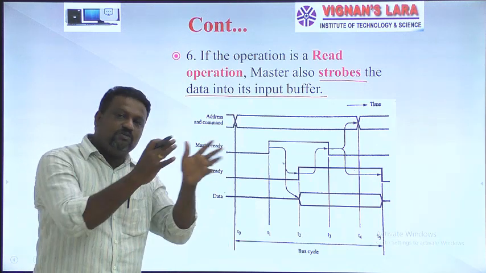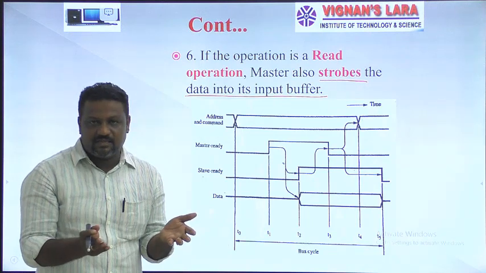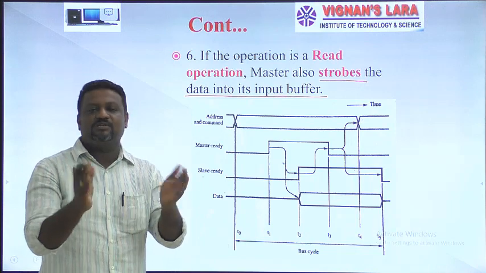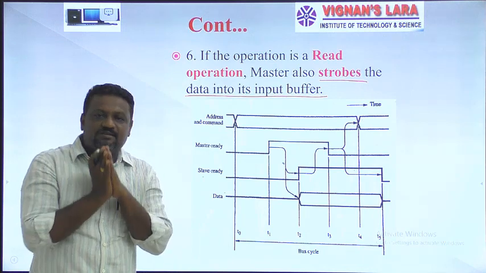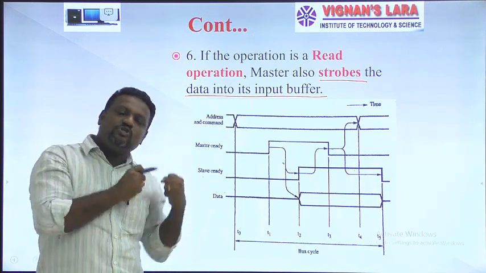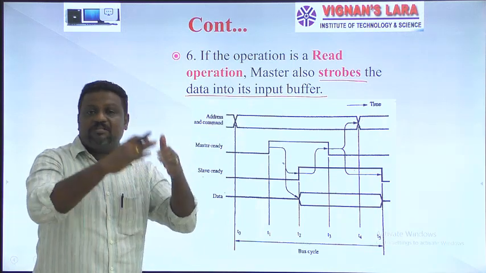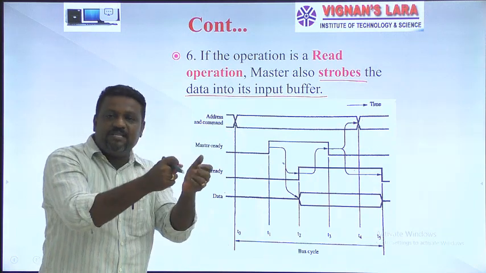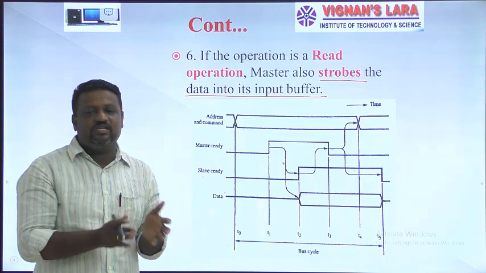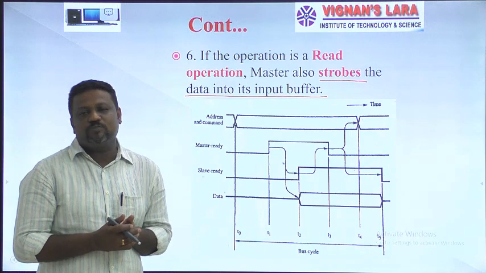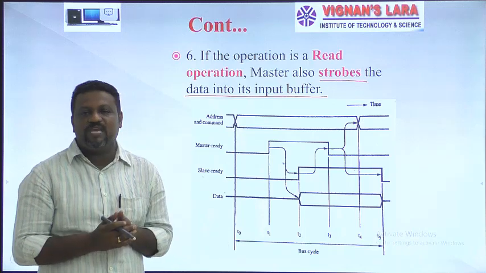Once it places the data over the bus, the slave simply activates the slave ready signal, which indicates to the master that I did the task that was assigned to me. If that is a read operation, then once the master successfully takes the data from the data bus, it stores that information. That means whatever data was placed on the bus and accepted by the master, it puts into its input buffer register. In that way, it gives the confirmation: yes, I successfully received the data you are sending to me.